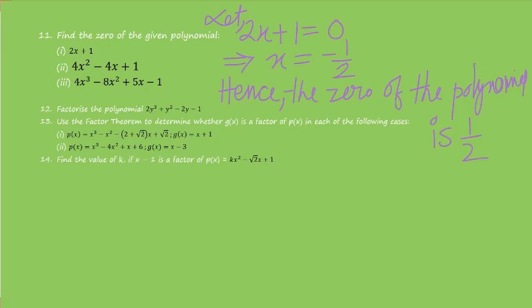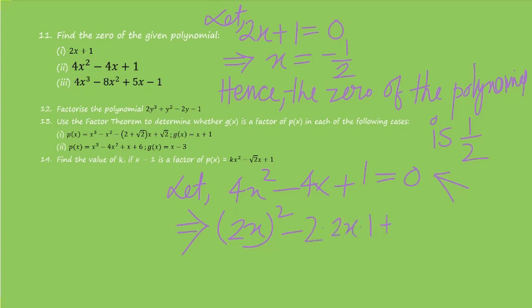So the next equation, what do we have? We have 4x square minus 4x plus 1, and you probably know middle term factorization, right? So equal to 0 we need to do, because we need to find the zero of the polynomial. So hence implies, we can write it (2x) whole square, this is in the form of a minus b whole square, so into 2 into 2x into 1 plus 1 square equal to 0. So this is (2x minus 1) whole square, and hence you have x is equal to half. This is 1 zero for this polynomial.